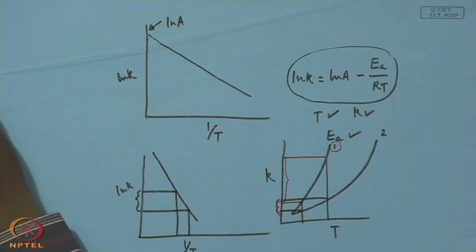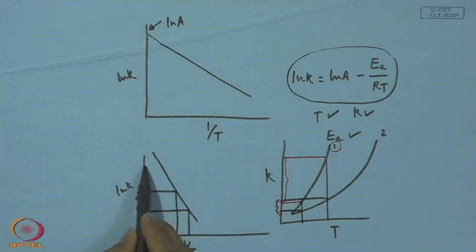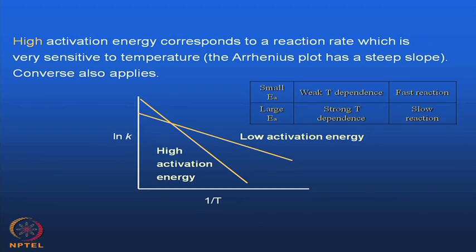And the other one, for the second graph, you see if you change the temperature, the change of k is not that much. So in that case your slope is like this. If the slope is like this, it is not changing a lot, because a change of temperature does not lead to the same amount of change as happened in the case of the steeper one. Okay. So higher activation energy corresponds to a reaction rate which is very sensitive to temperature. So, very much temperature dependent.